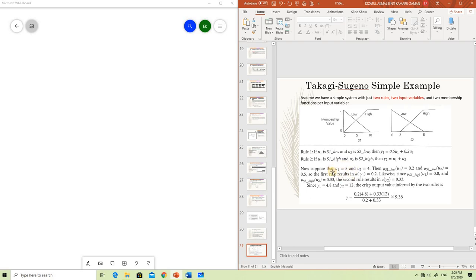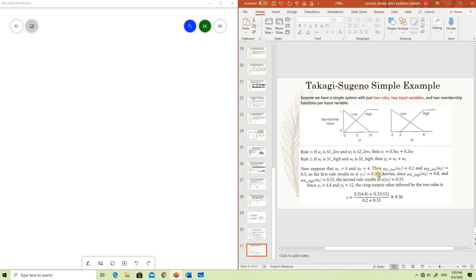So this is your input variable, just like we have seen on the previous slide. Our input variables are project funding 30% and project staffing 68%, for example, right? So this is similar. So U1 input 1 is 8 and U2 is 4. And then your S1 low of U1 is 0.2. The degree of membership of low is 0.2 and degree of membership of S2 low is 0.5. So our first rule result is 0.2.